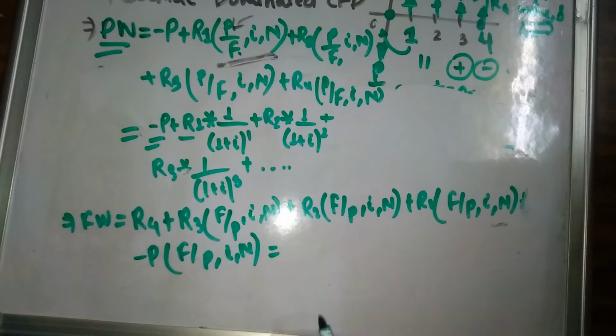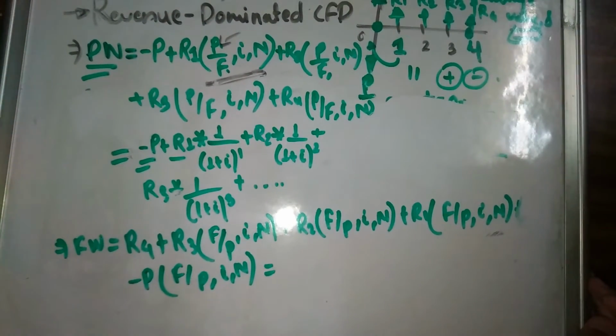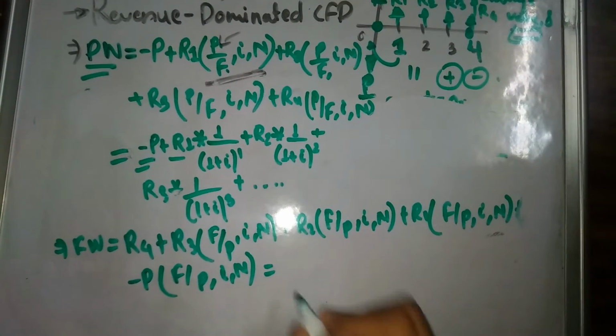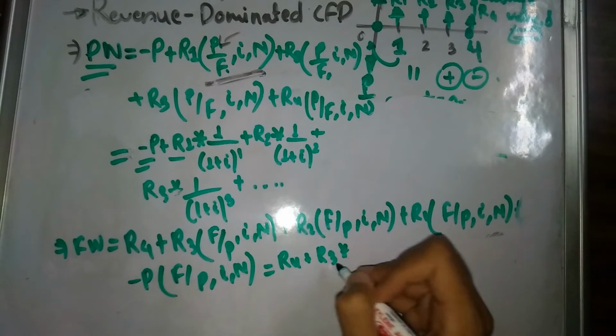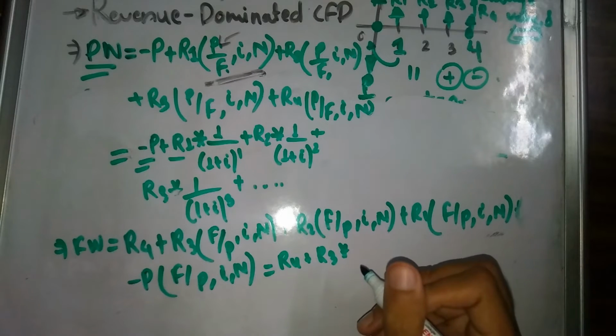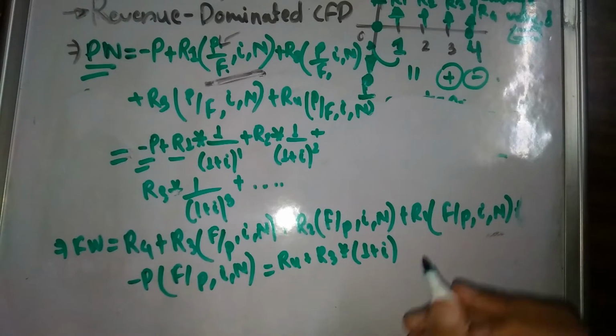My formula for F by P, you can refer to the screenshot you have previously taken. If you refer to that screenshot, you find the formula as R4 plus R3 into F by P, where the formula is 1 plus I raised to the power n. N means our number of years.